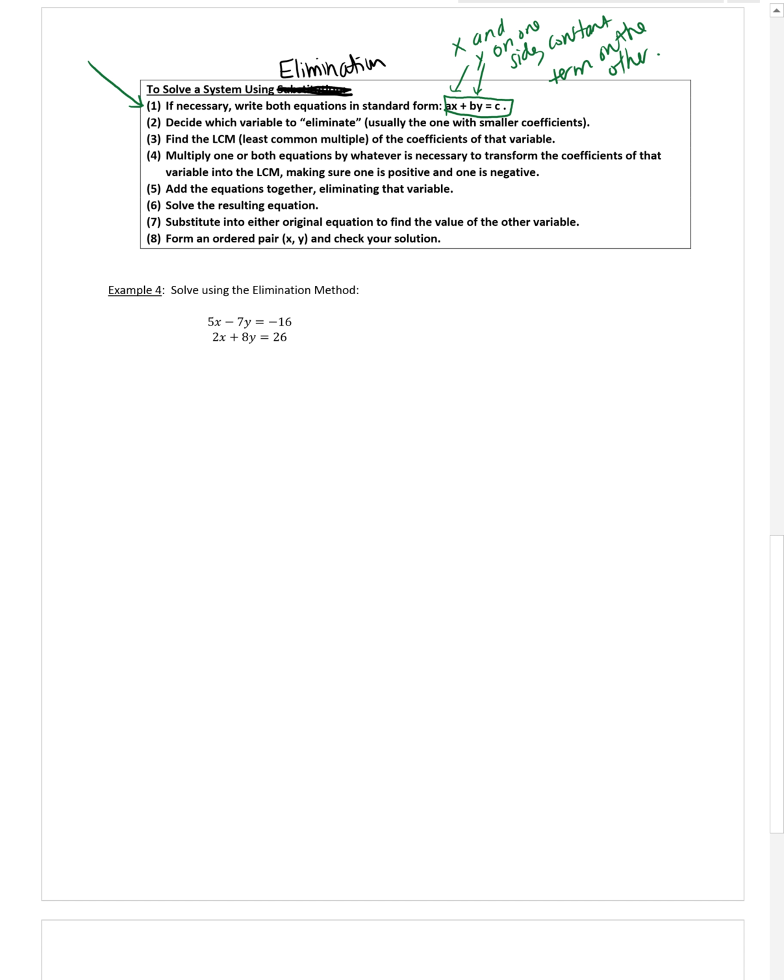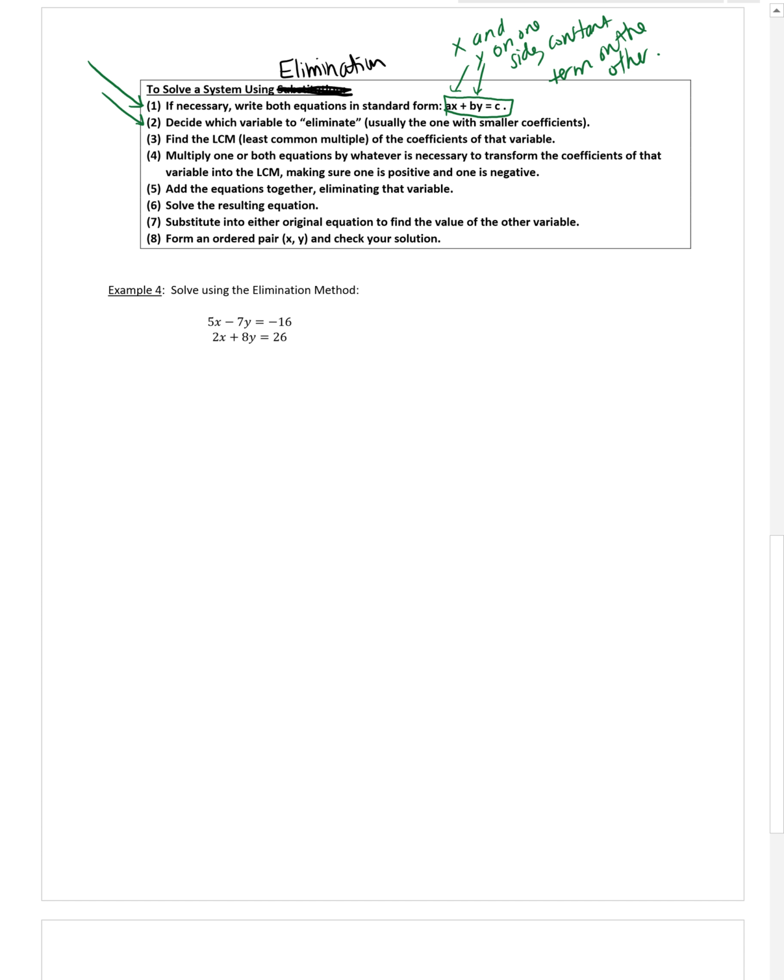Like in this example 4 that we're going to be looking at right now, you have 5x minus 7y. The x and the y are on the same side. And then the constant term, negative 16, is on the right side. So it's already in that form, and so is the second one, 2x plus 8y equals 26. So usually that step you can skip. It's very rare that you have to do that step.